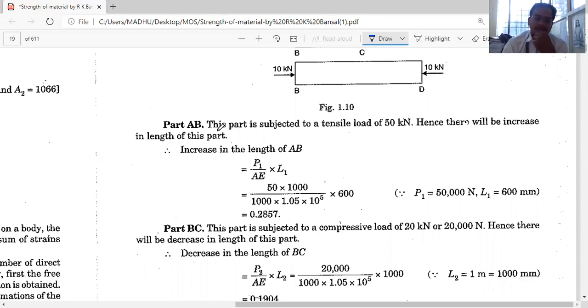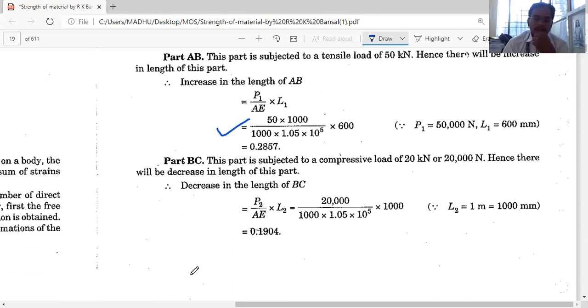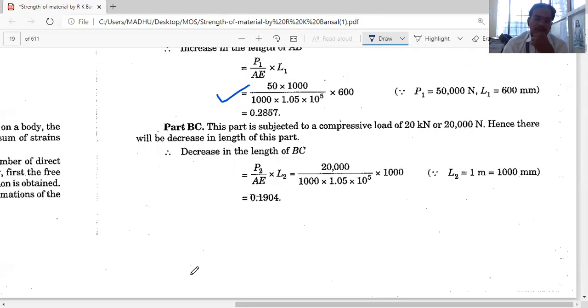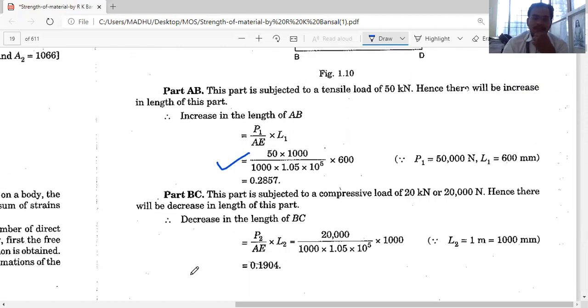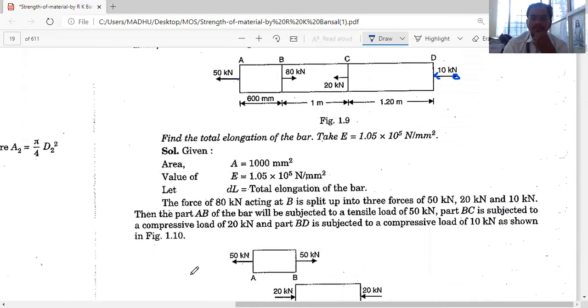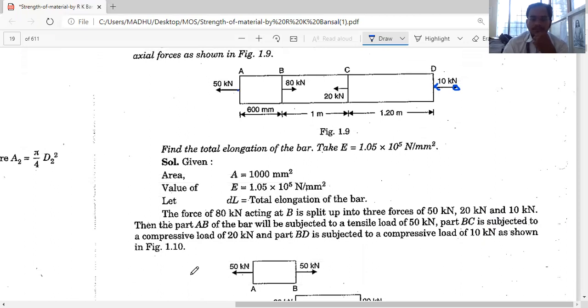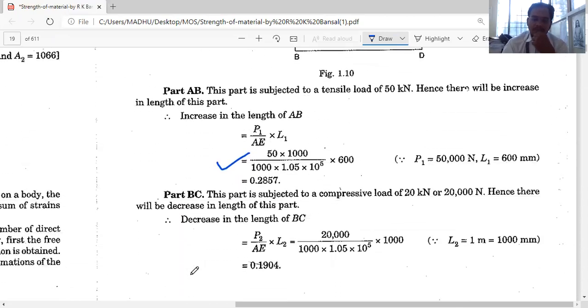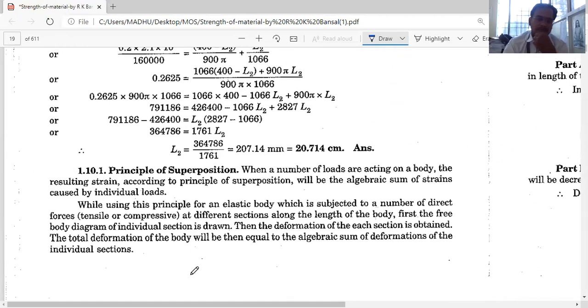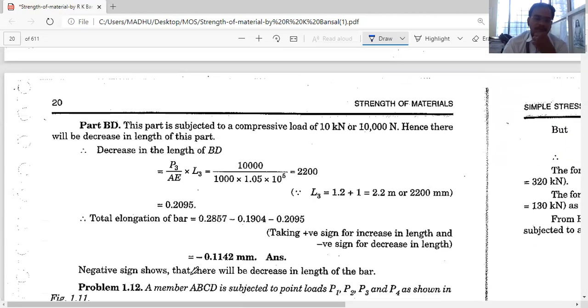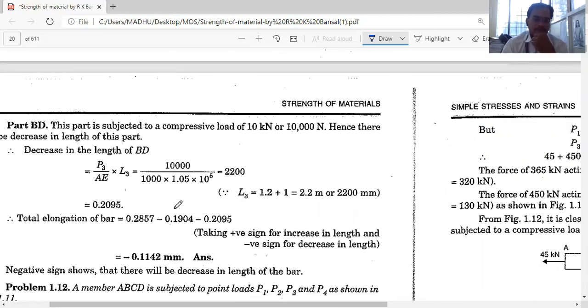Coming to strains, PL by AE. So P1 L1 by AE. So 50 into 1000 by, so this is for the first portion, and similarly for the second portion. AB, BC, and CD, or BD also you can take. Here they have taken BD, this BD portion. Here also it is compressive in nature.